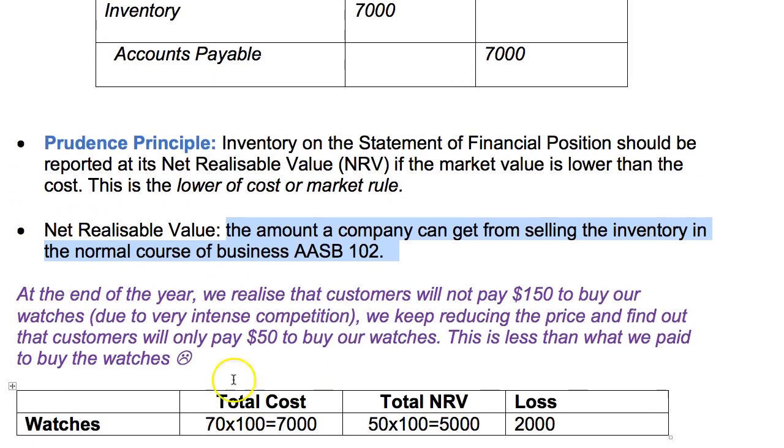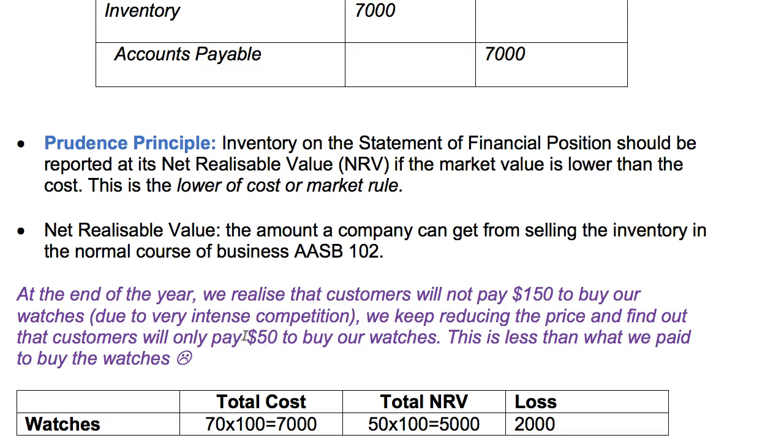At the end of the year, we realise that customers will not pay $150 to buy our watches. We were hoping to sell them for $150. But because of very intense competition, our customers are not buying our products. So we keep reducing the price, and unfortunately, we find out that our customers will only pay $50 to buy our watches. This is the net realisable value, or the market value. It's how much we could get from selling our inventory in our normal course of business.